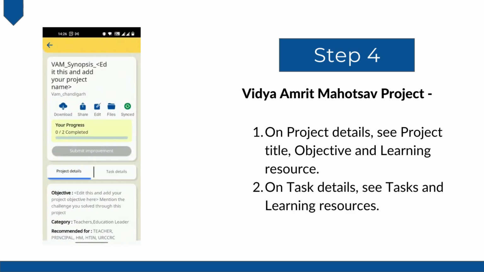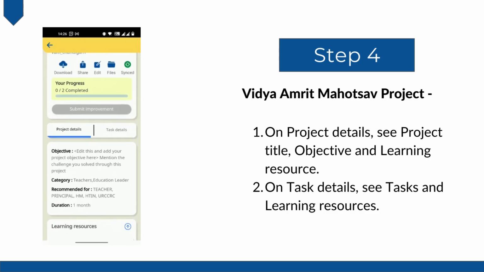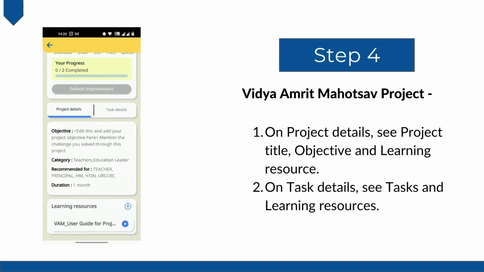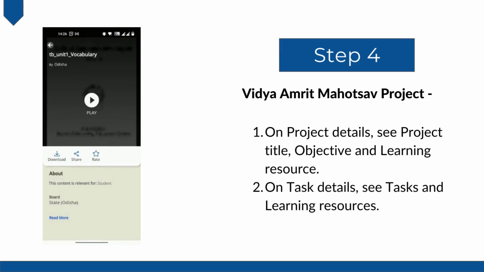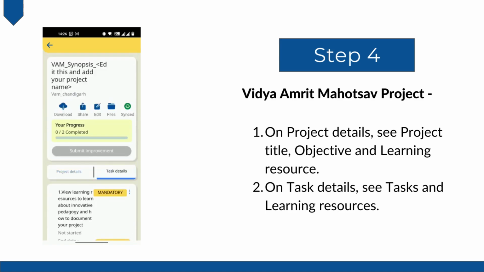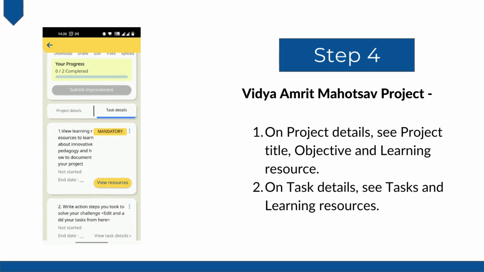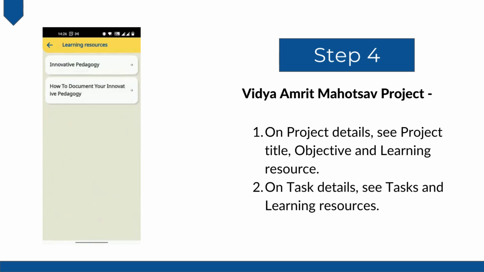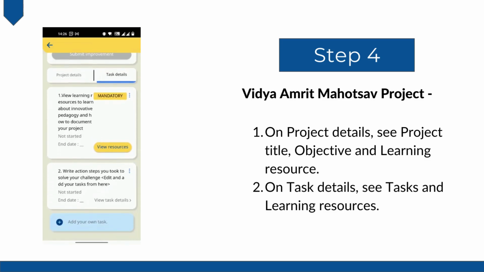The project includes a project title on top, project objective, and a learning resource in the project details. You can access the learning resource to see how to edit the project title, objective, and tasks, and how to add tasks in your project on DIKSHA. Task details include 2 tasks. There are also learning resources in task 1, which you can see by clicking on View Resources. Task 1 is about learning resources, whereas task 2 is where you will add your action steps for the project.